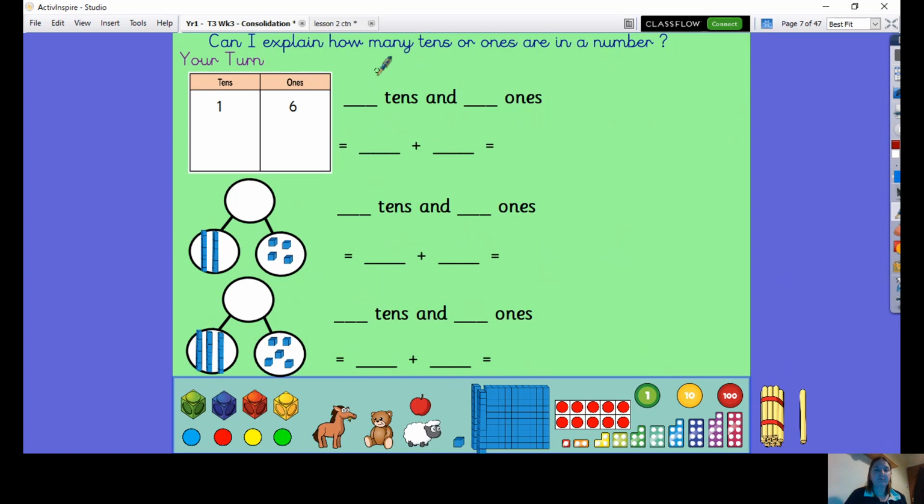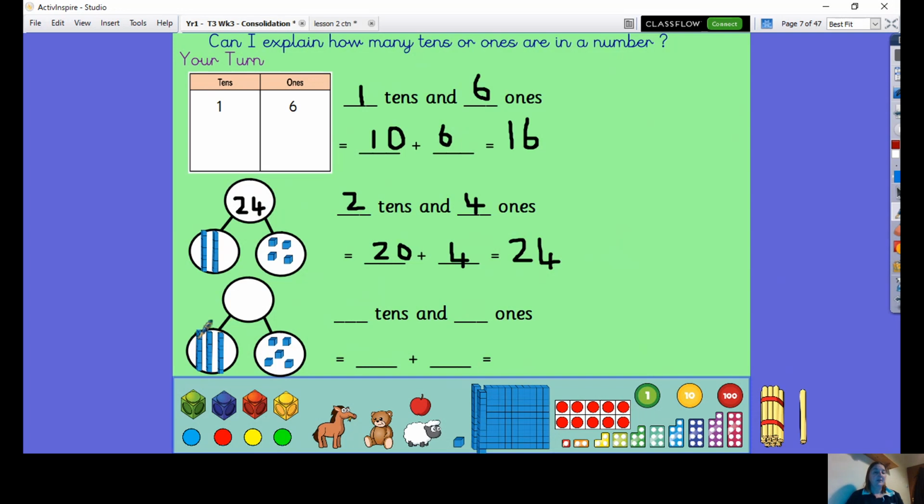Okay, so hopefully you've said 1 ten and 6 ones, and you know that 1 ten obviously is 10. Add 6, and you've made the number 16. Here I've got 2 tens, and I've got 4 ones, and I know that 2 tens, 10, 20, and then the 4 ones are just the 4, and I know that 20 add 4 is 24. 2 tens and 4 ones makes 24, so I'm just going to write that up there as well.